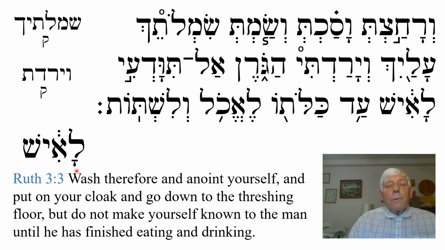Ruth 3 verse 3, and we'll find la'ish about two-thirds of the way through the verse. ורחצת וסכת ושמת שמלתיך עליך וירדת הגורן אל תודעי לאיש עד כלתו לאכול ולשתות. And we find la'ish here, the man, in this last line, and it's a preposition for or towards, to the man. So the preposition for or to the man here is la'ish. It's a prefixed form of a preposition, and the pointing also indicates that it is a definite noun here. La'ish, to the man.